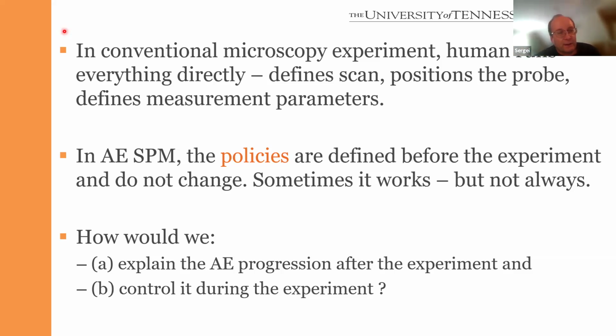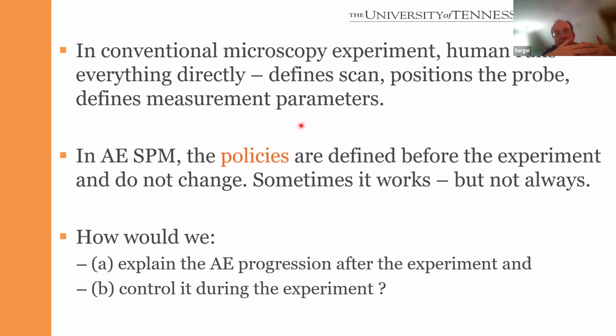Which basically means that if we want the automated experiment to be useful, we need to come up with two things. One is explainability, and the second is control. So what does it mean? In a conventional experiment or lab workflow, a human does everything. The human defines scan parameters, positions the probe, defines the measurement, and so on. So the human simultaneously executes and plans the experiment, and it is so closely connected that we don't separate execution and planning. We just do it at the same time without thinking about it.